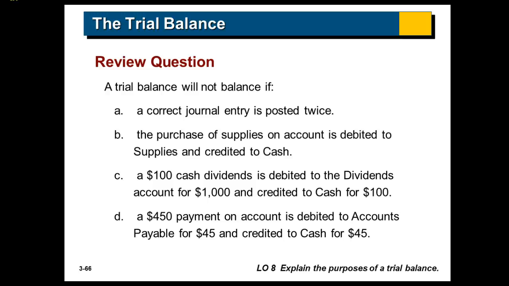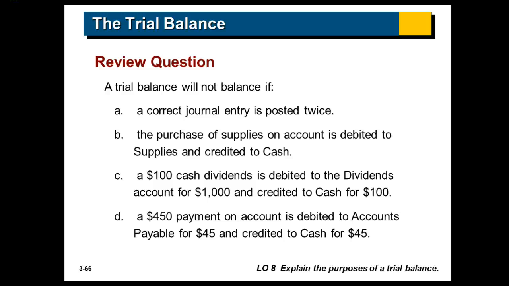Well, let's think about this. All a trial balance does is check that our debits equal our credits. So a journal entry that gets posted twice is still going to balance. If we purchase supplies on account and we debit it to supplies and credit it to cash, well, what we screwed up, instead of crediting to accounts payable, we credited it to cash, but we're going to still balance there.